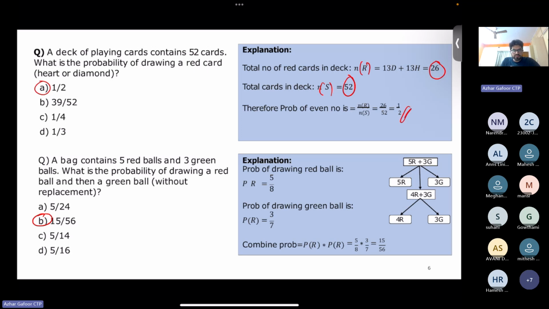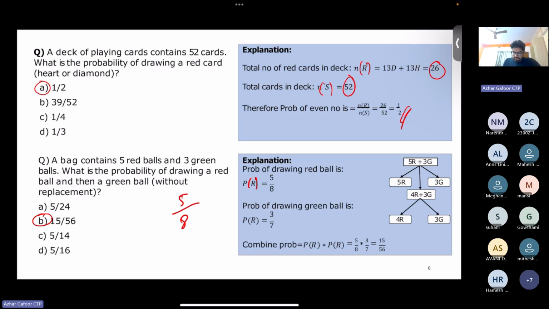And for the second question, the flow is like this. The bag contains 5 red balls and 3 green balls. It is given that first we have drawn a red ball. So first, we need to find the probability of red. In total there are 8, and there are 5 reds, so it's 5 by 8.